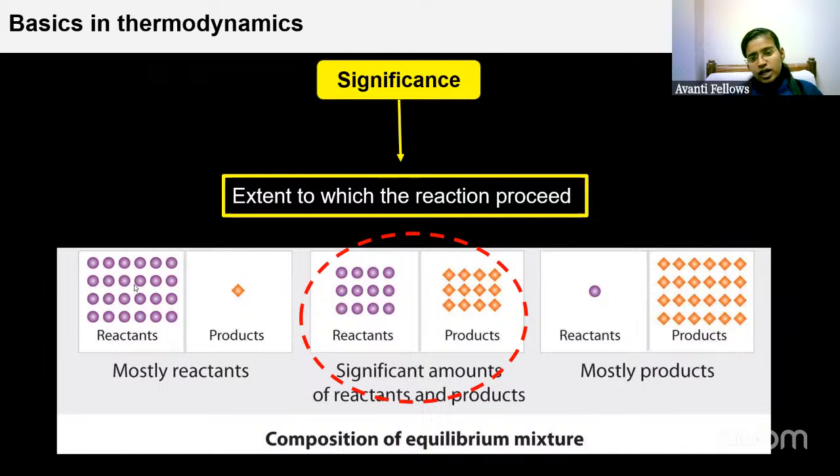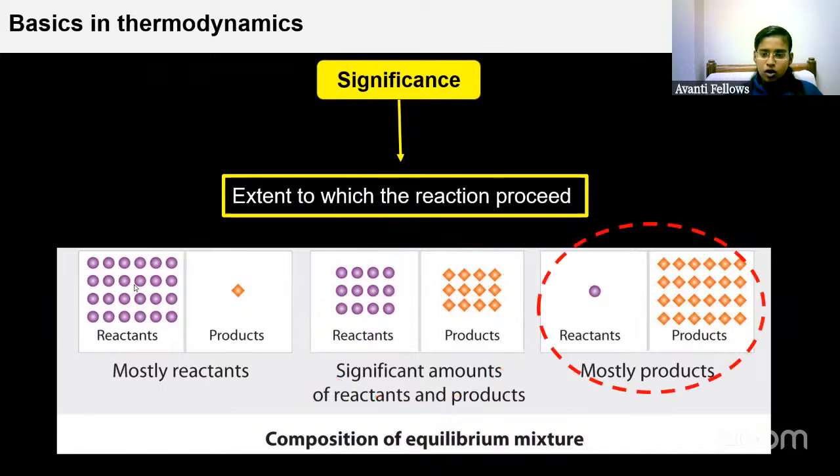After some time, we get the product, and the product molecules will be more in number compared to the reactant molecules. So the extent to which the reaction proceeds can be found out using thermodynamics. These are the 3 significances of thermodynamics. So I have given you the meaning and the 3 significances of thermodynamics.